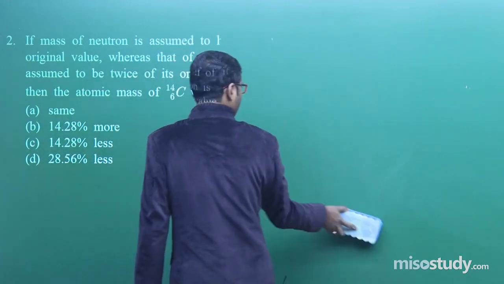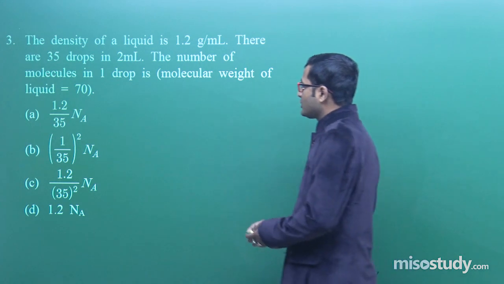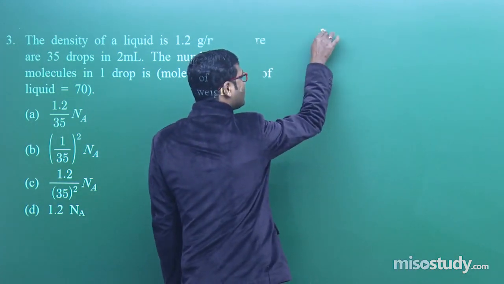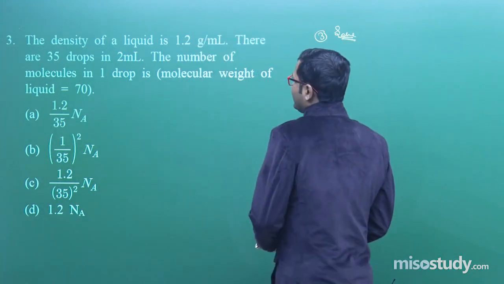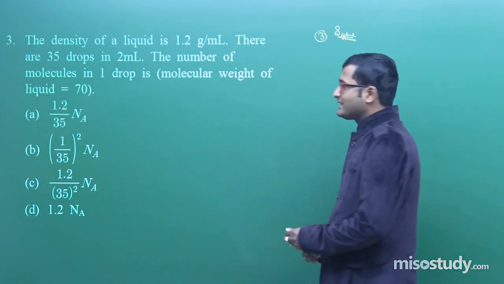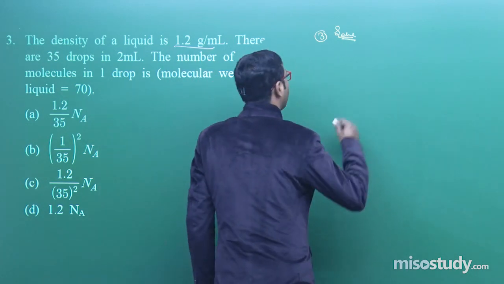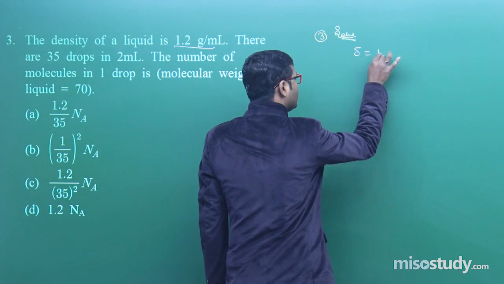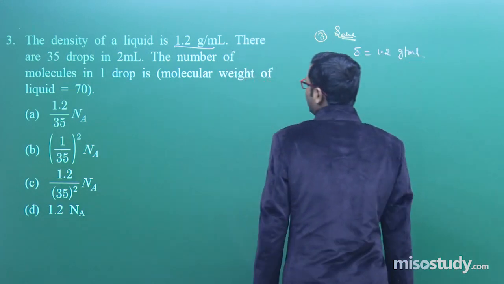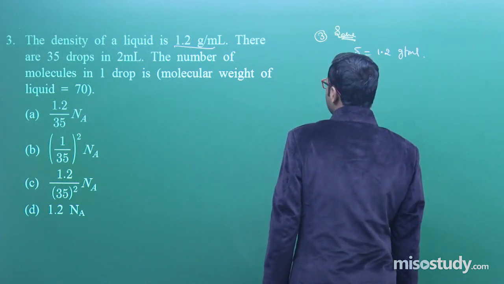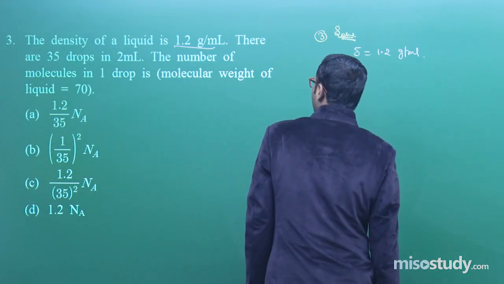What is given in the next question? Check it out. Now question number 3, read the question carefully. This is again a good question I have taken from the topic mole concept. The density of a liquid is given as 1.2 gram per ml, that is, rho is equal to 1.2 gram per ml. There are 35 drops in 2 ml.